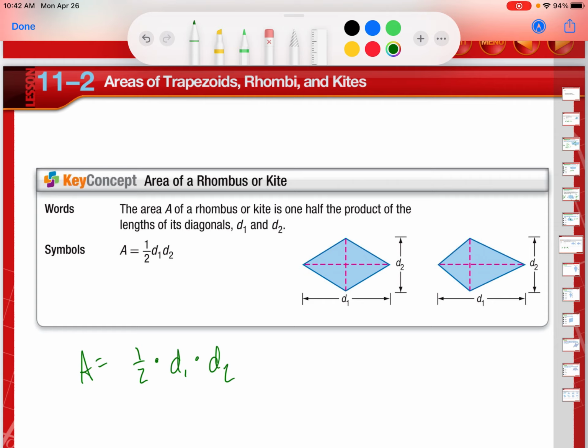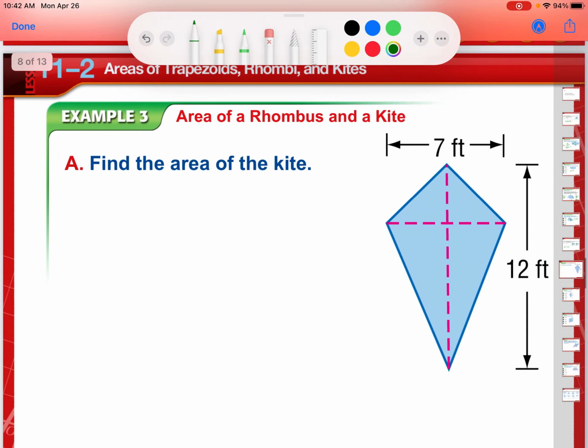And then our diagonals are these lines that run from vertex to vertex. Kind of the crosses in the middle. And you will see them noted on the outside here sometimes, like they do in this case. Continuing on to our first example. So find the area of the kite.